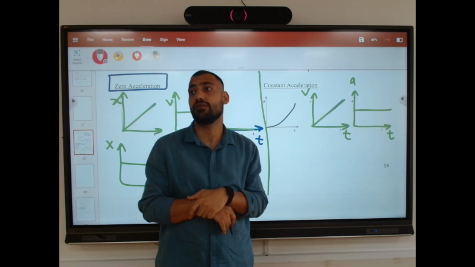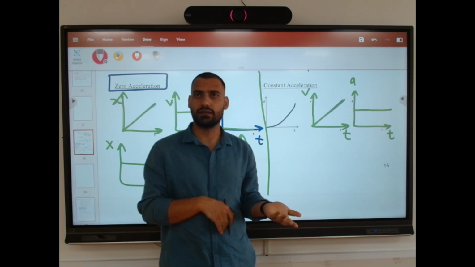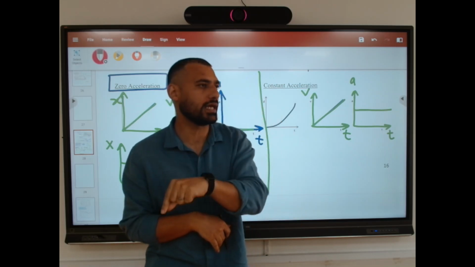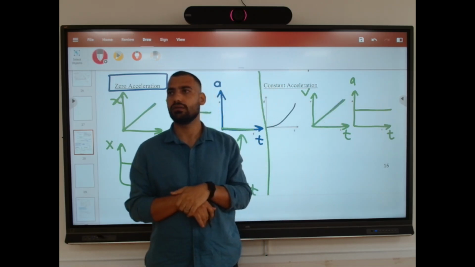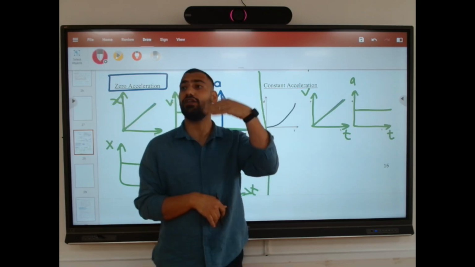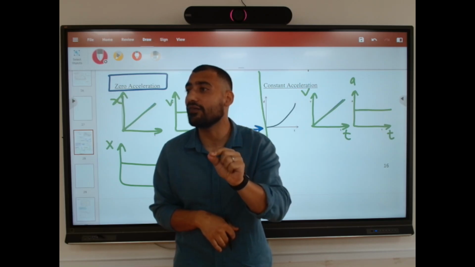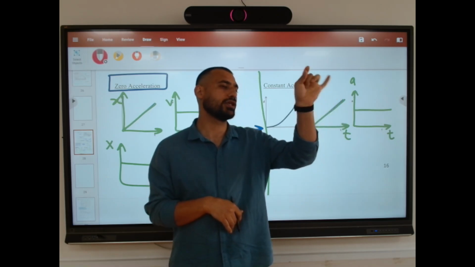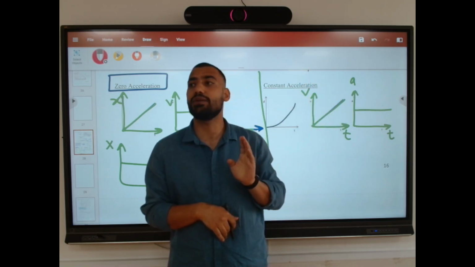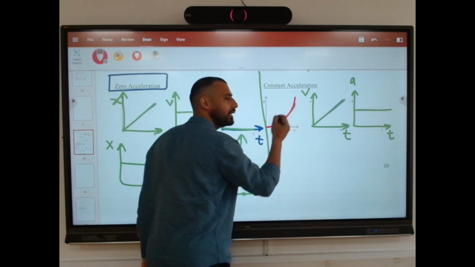How do you get velocity from a position time graph? From the slope again, isn't it? From the slope of the position time graph, you get velocity. But is the velocity the same throughout? No, it is changing. When the velocity is changing, that means the slope of the position time graph will also change, isn't it? When the slope of the position time graph changes, will the graph be a straight line? No, it's not. Therefore, something like this.